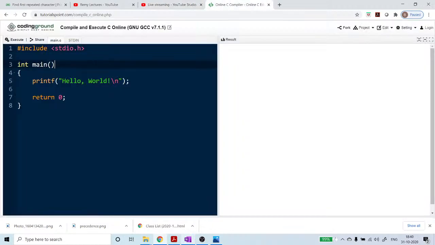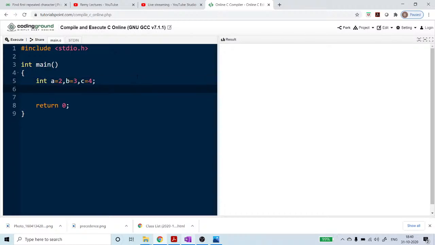So online compiler, I'll show you. See here, delete. I'm writing int a equal to 2, comma b equal to 3, comma c equal to 4, right? a equal to 2, b equal to 3 and c equal to 4. And what I want to calculate? a plus b star c. I want to calculate that.